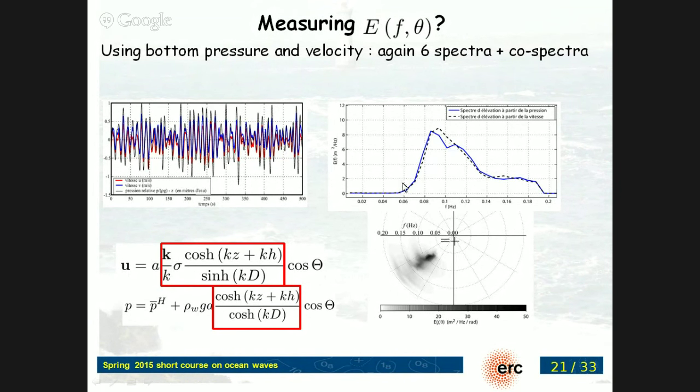And if you combine the pressure and velocity, you can get a directional spectrum, just like with the buoy. You have 3 time series, 3 spectra, 3 co-spectra, 5 parameters. You crank that through the MBM estimator, and you get a directional spectrum.